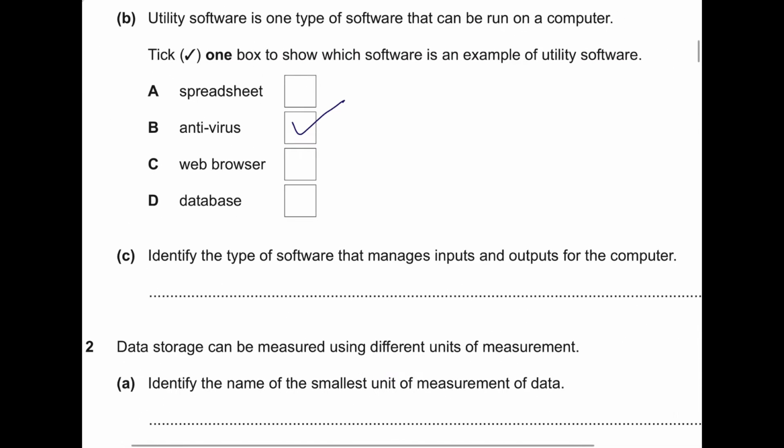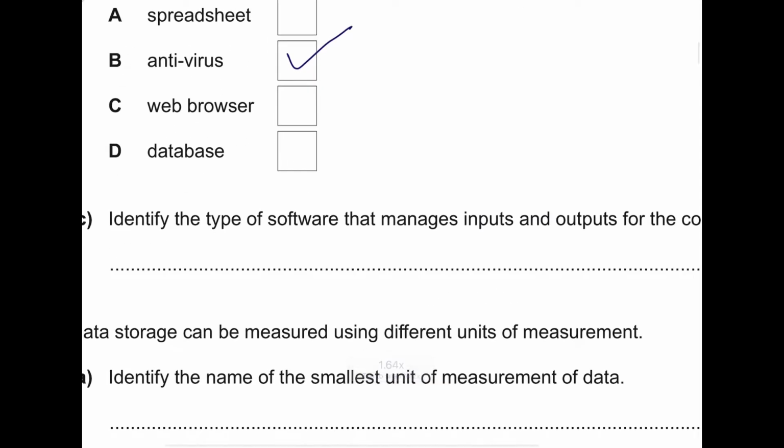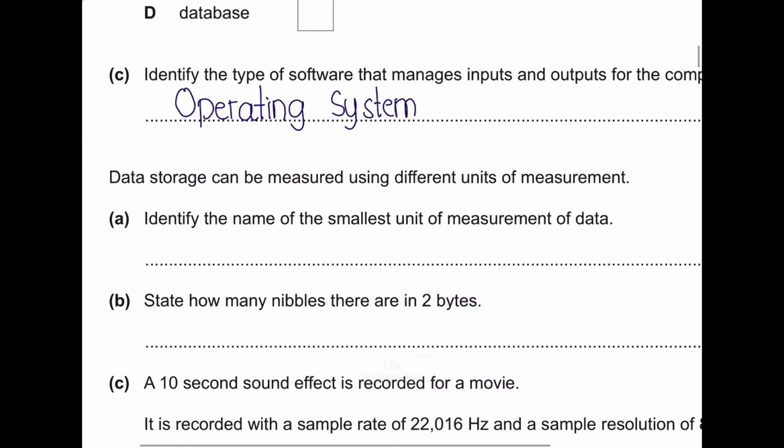Identify the type of software that manages inputs and outputs of the computer. All inputs and outputs are managed by the operating system of the computer, which has many other functions apart from this as well. Operating system, or you could also say the system software. Examples of operating systems are Windows, Mac OS, etc.